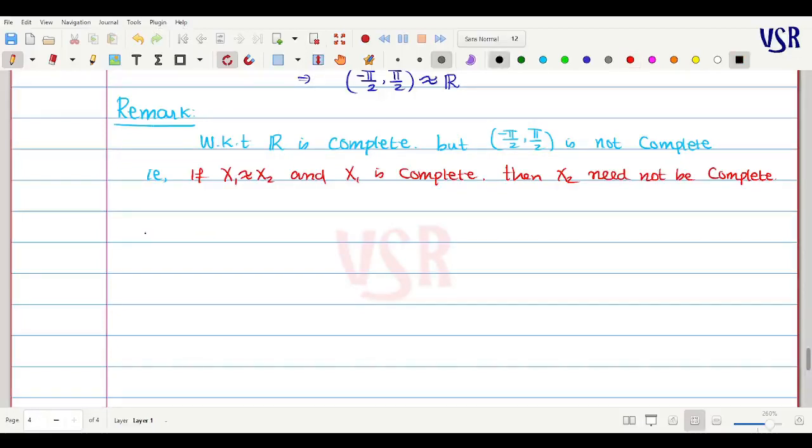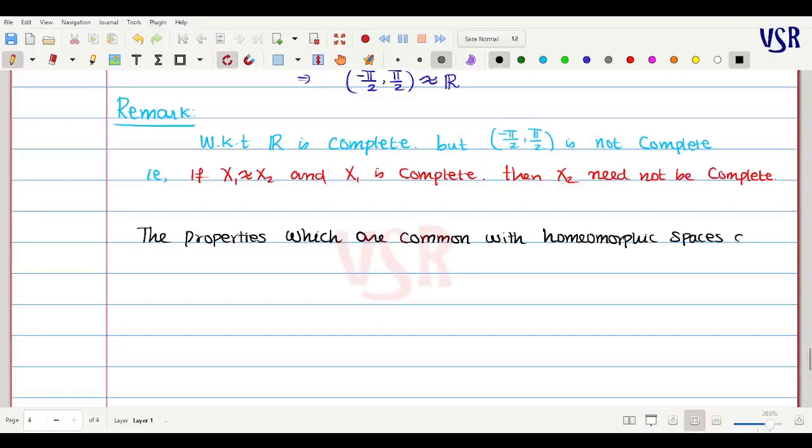Okay, if the properties which are common with homeomorphic spaces are known as topological properties.